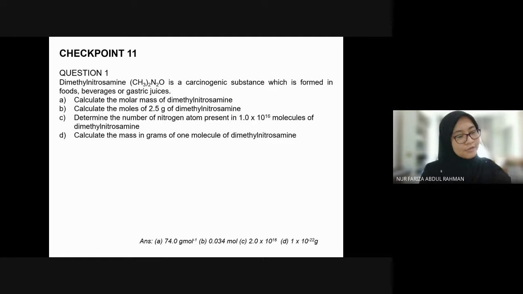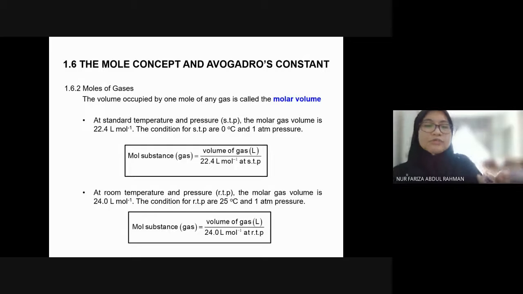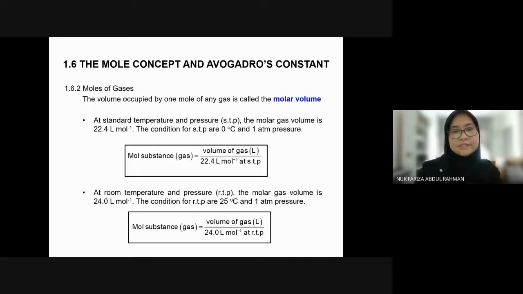Okay, so the time now is 4:35. Let's hold on to this first. We proceed to the next slide, the mole of gases, and then we will continue to the previous slide, the checkpoint. So far we have 2 relationships just now, and they can be used as our conversion factor. Moving on, we have mole of gases.